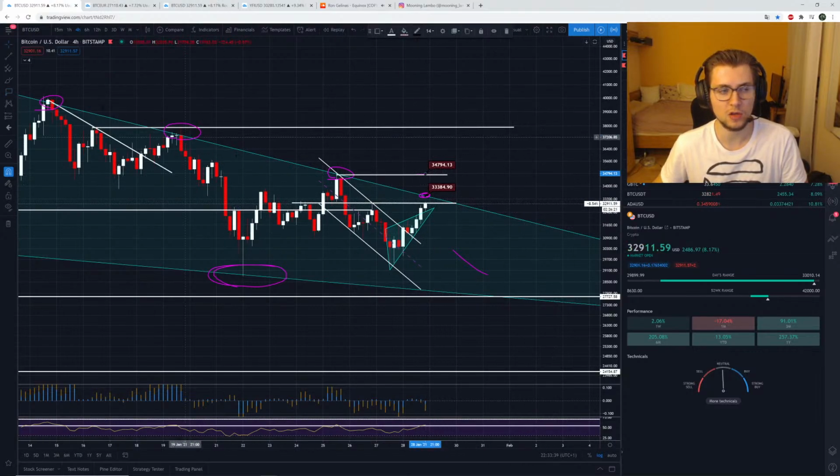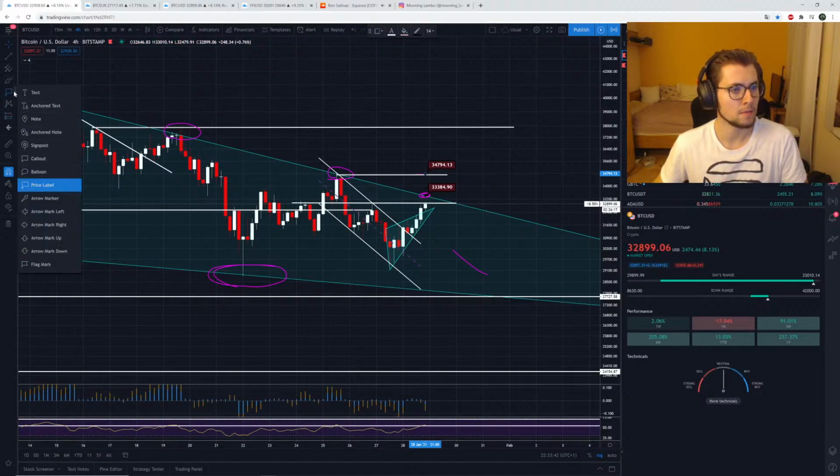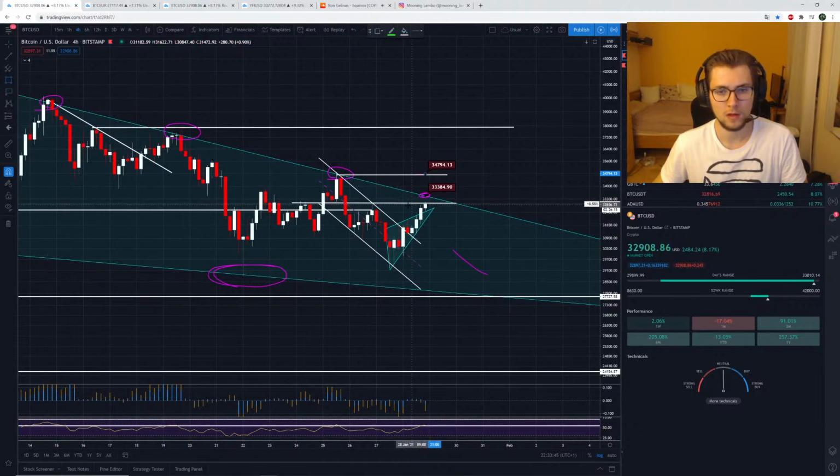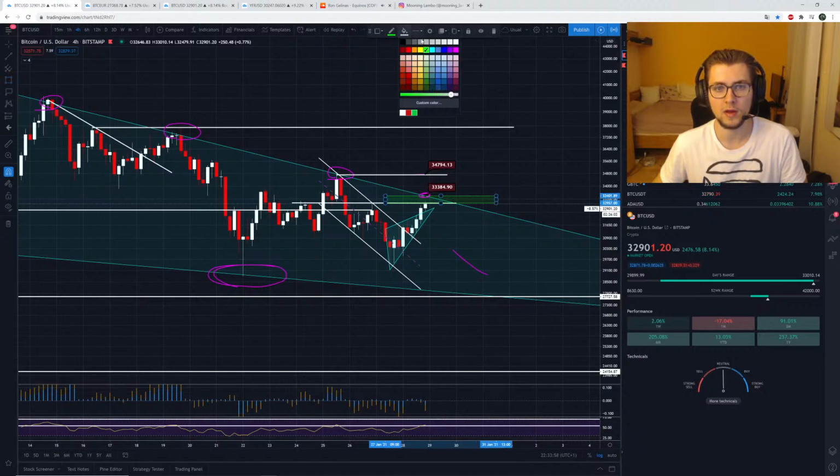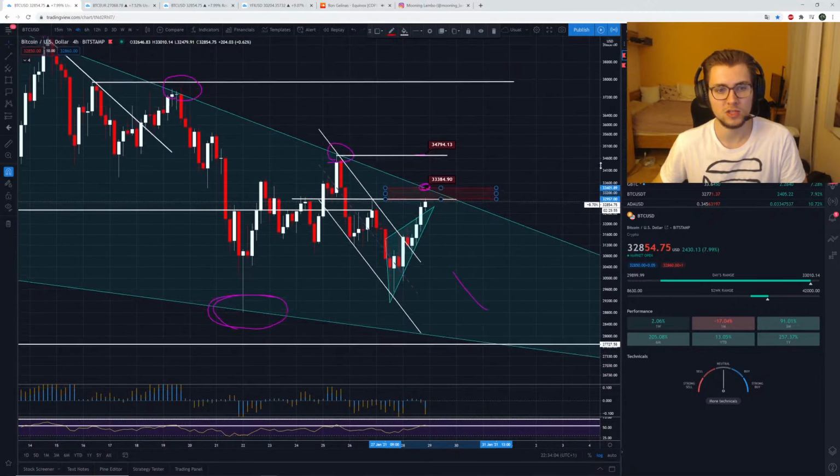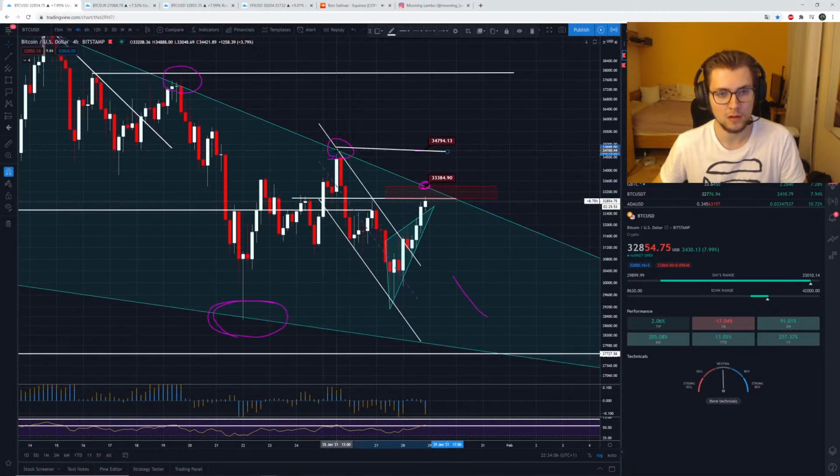So we have a current resistance cluster between 33,000 and 33,400-ish. I will mark it red for you, and afterwards we have our next resistance line, which is, as I said, I think you should adjust it actually.